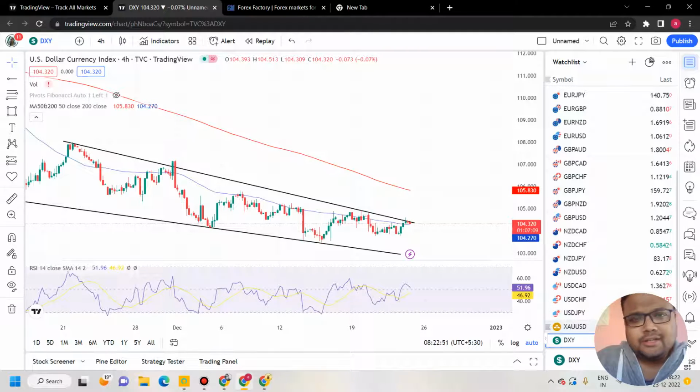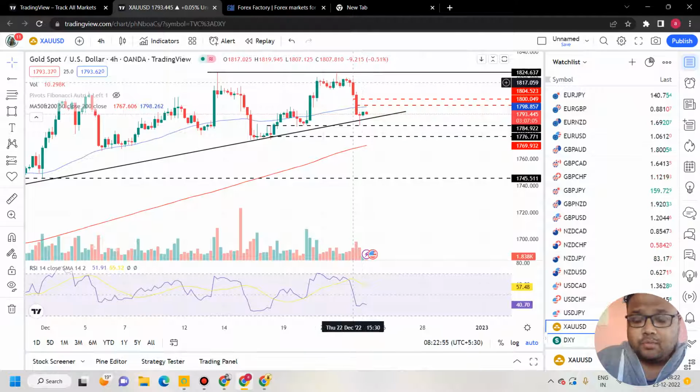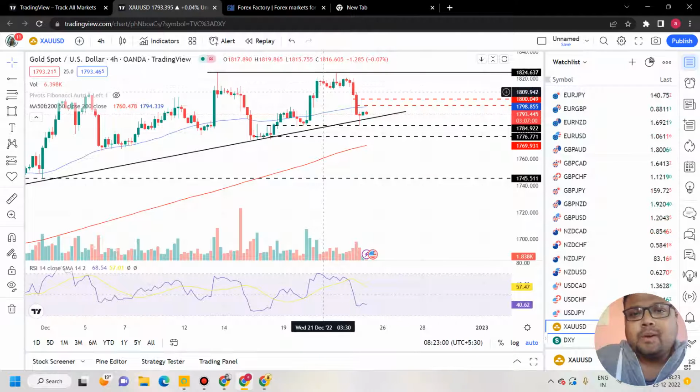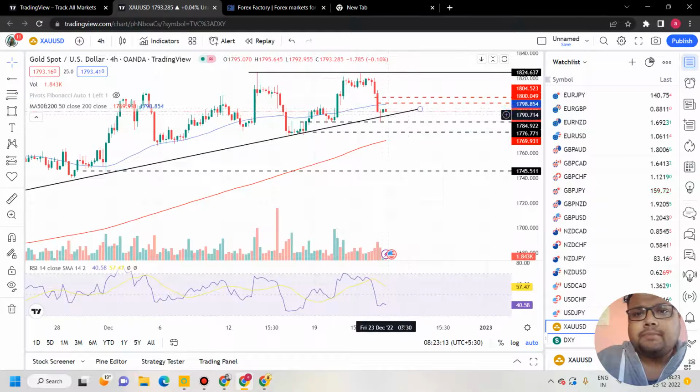Now let's have a look at the chart of gold. For gold, we saw a big fall yesterday. Yesterday when the market was trying its best to go up, ultimately it failed and there was a heavy drop, and the market is right now trading at 1793. This is the current market price, and when the fall came, the market took support around the trend line here.